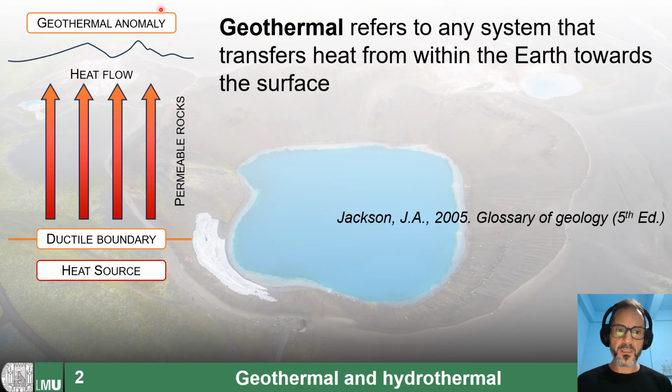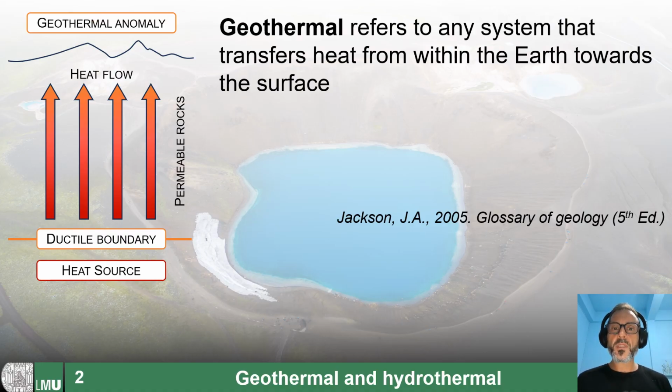And this schematic here represents what I mean. So we have a heat source deep in the crust which reaches the shallow part of the crust where the fractures present in the brittle part will allow the presence of permeable rocks, which in turn allow heat to flow towards the surface and produce a geothermal anomaly.